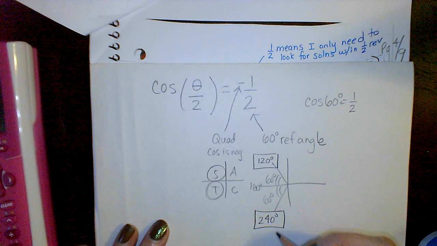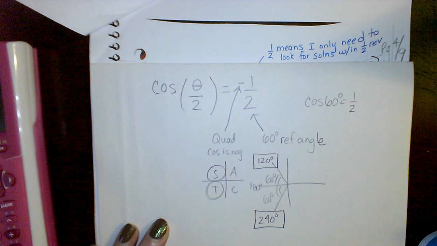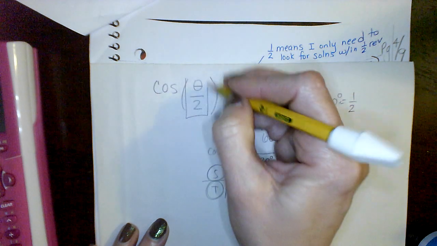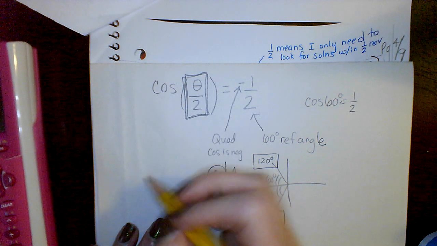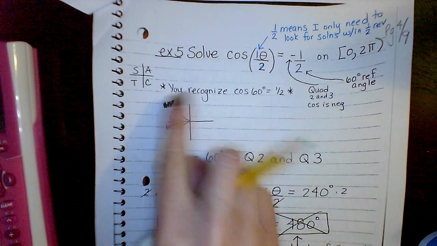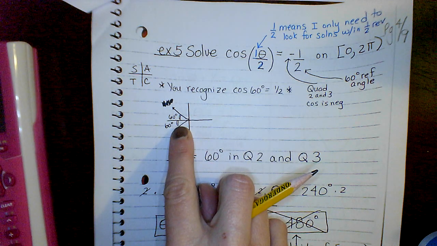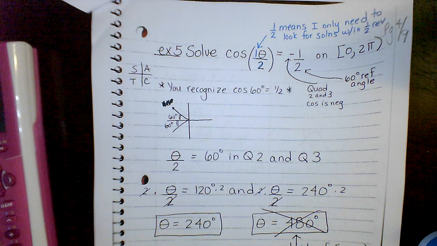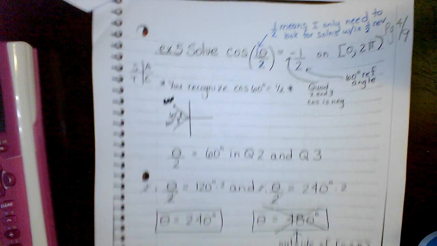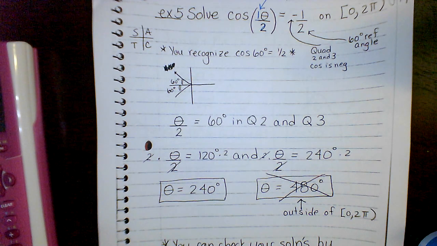Now, all this came from using cosine and the negative 1/2. I still need to work this in, but that happens last. Just like in the last example when I had the 2 theta, and once I got my angles, I just divided by 2. So here, let's say that you recognize cosine 60 is 1/2. And so we put those 60-degree reference angles in the quadrants where the cosine is negative. That's quadrants 2 and 3. So 60 degrees in quadrants 2 and 3. So we get this 120 and 240 business.